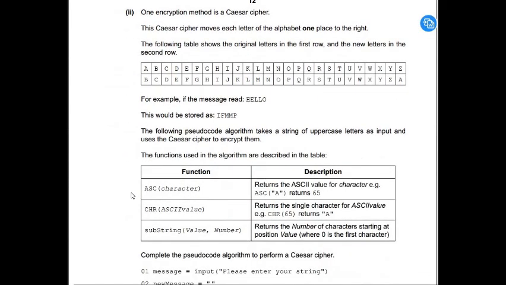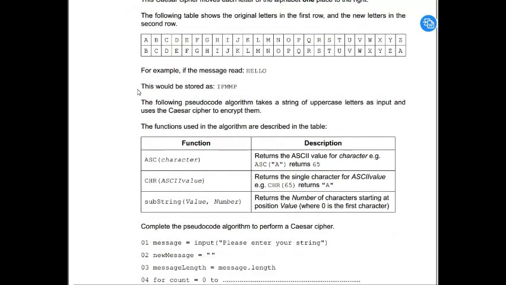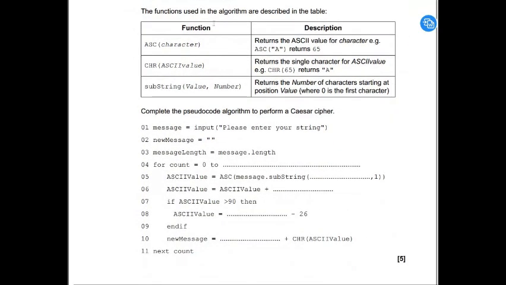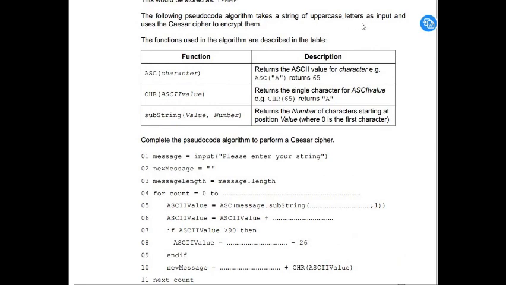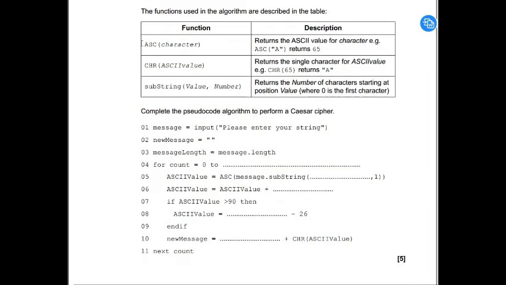So one encryption cipher is the Caesar cipher. It's moving each letter of the alphabet 1 place to the right. The table shows the letters in the first row and the new letters in the second. So instead of having HELLO, we're having IFMMP. The pseudocode takes the string of uppercase letters as input, uses the Caesar cipher algorithm to encrypt it. So we're using the algorithm described in the table.